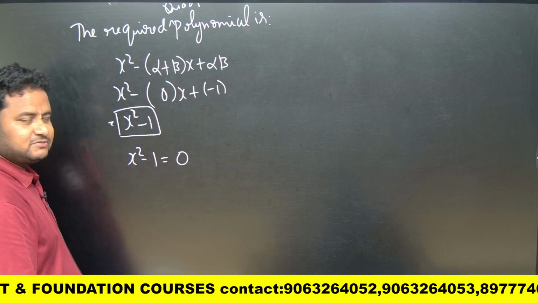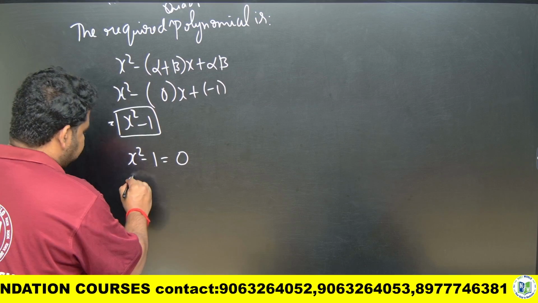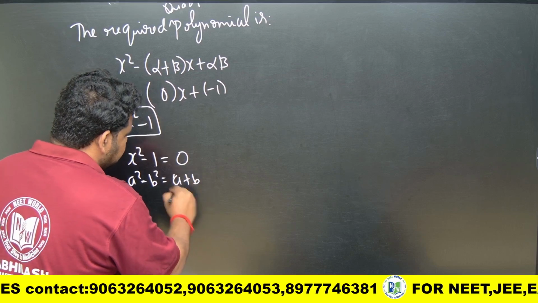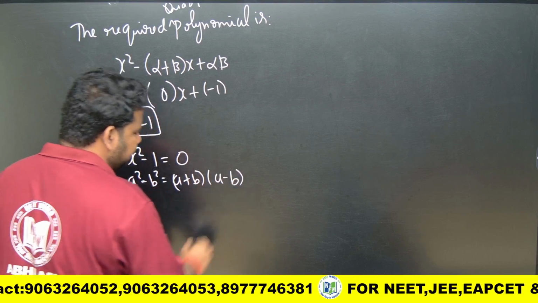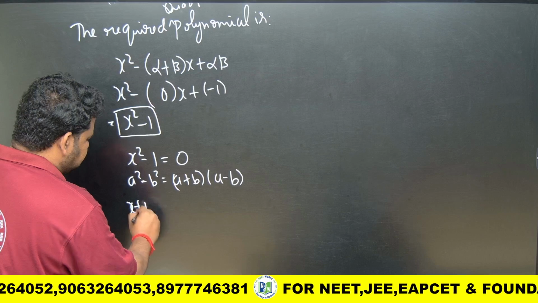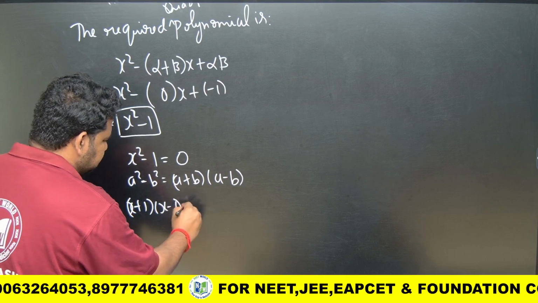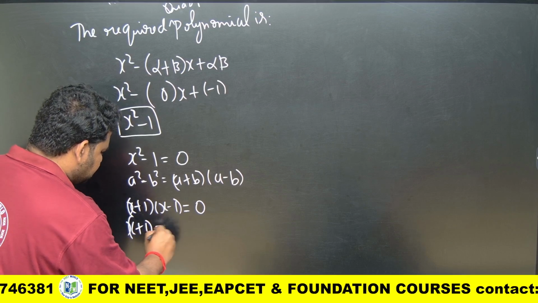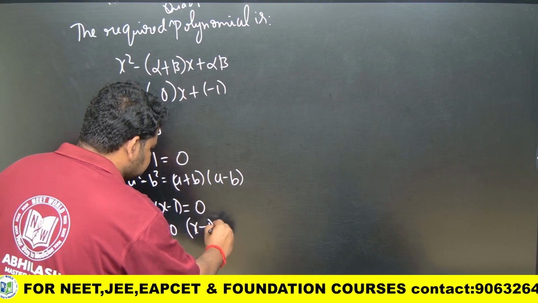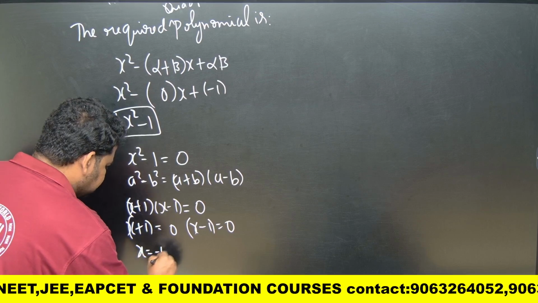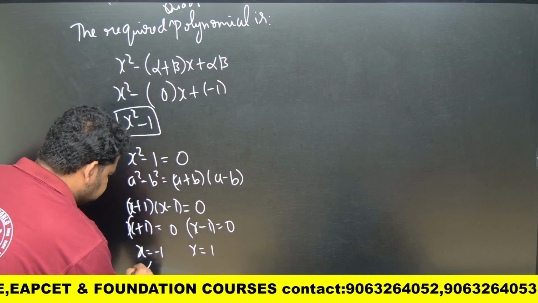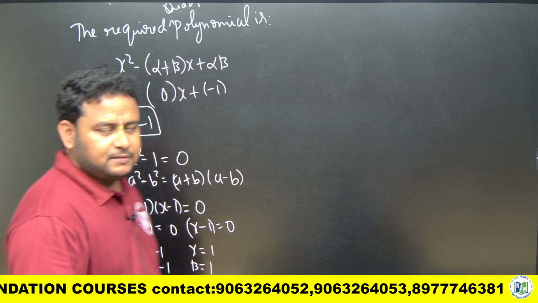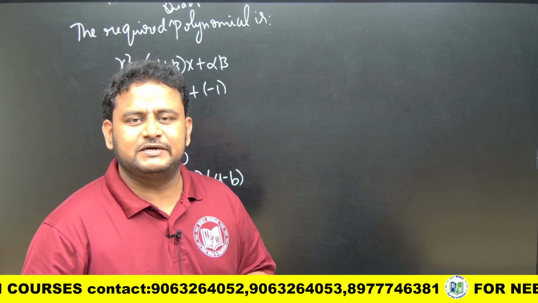On looking at this, what I am seeing is it is of the form a square minus b square. A square minus b square can be written as what, friends? A plus b into a minus b, right? So this becomes x plus 1 into x minus 1, correct? This becomes equal to 0. That means x plus 1 will be equal to 0 and also x minus 1 will be equal to 0. That means x will be equal to minus 1 and x will be equal to plus 1. So alpha is equal to minus 1 and beta is equal to 1. So we got alpha and beta as minus 1 and plus 1. They are nothing but zeros of the polynomial.